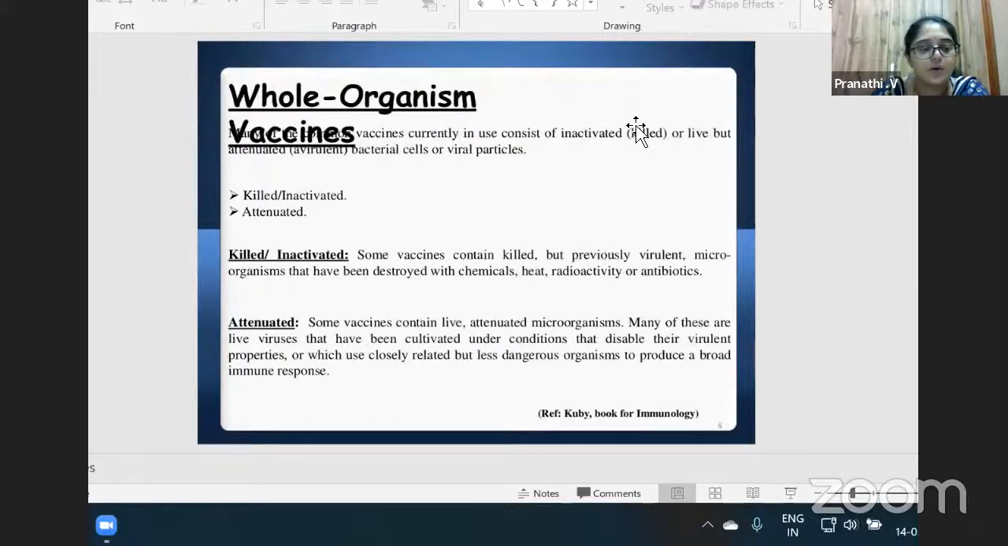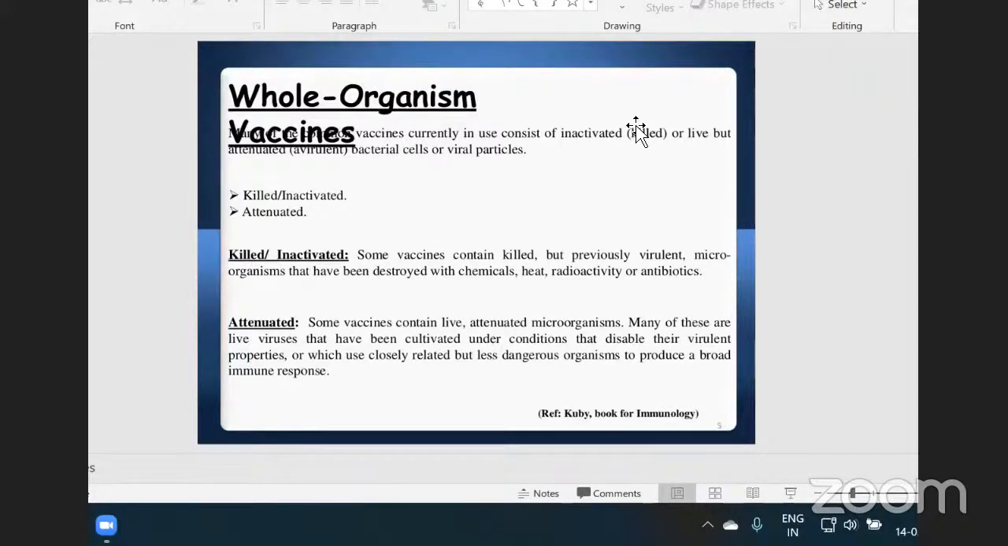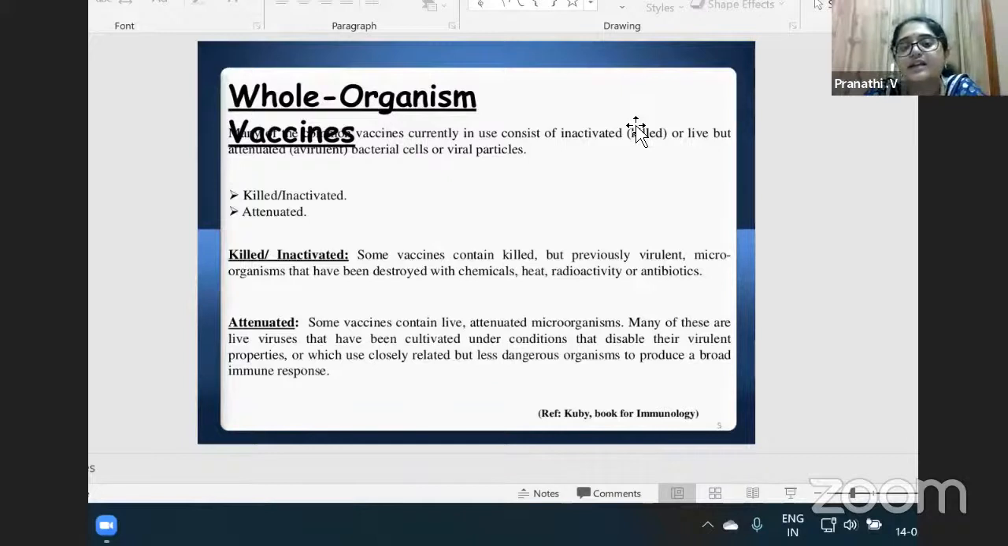So when it comes to the whole organism vaccines, that is, live attenuated, the whole organism is used as such. And it is killed, destroyed by chemicals, heat, radioactivity, or antibiotics. And it can be attenuated also, that is weakened in conditions, so that its virulence comes down.